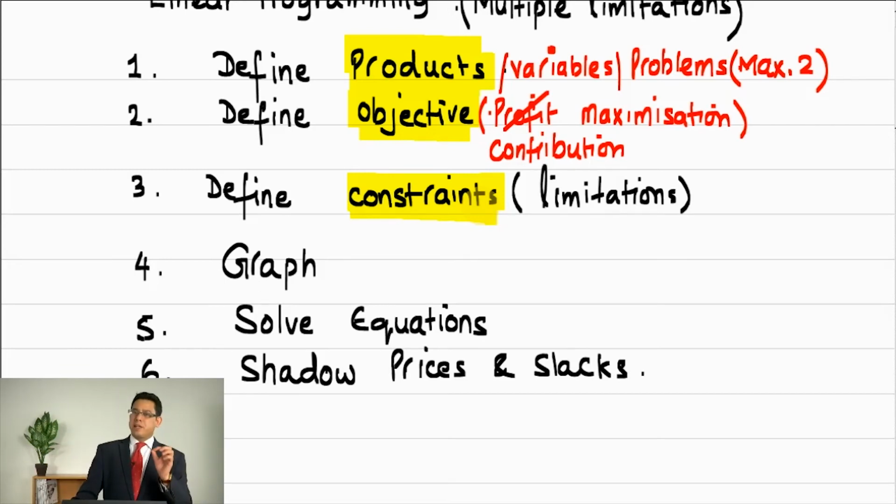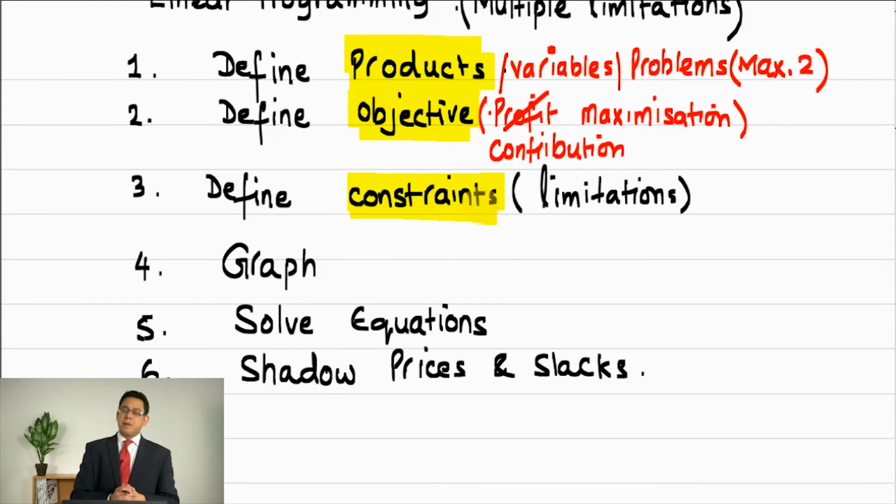You've just got to make sure that you write all constraints under step number 3, which are limited in supply. A number of times examiners throw a bunch of extra, non-relevant information in the question as well, and a number of people may put them in there and they will make a mistake.